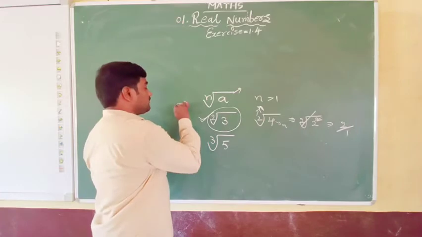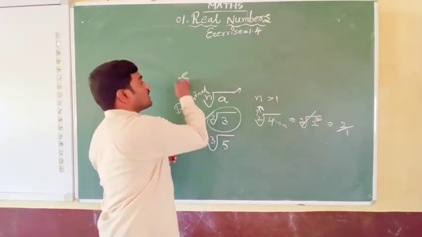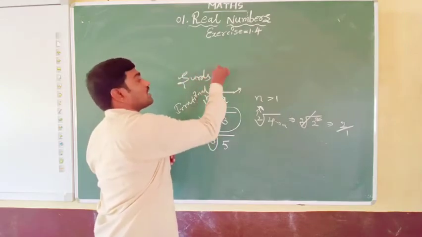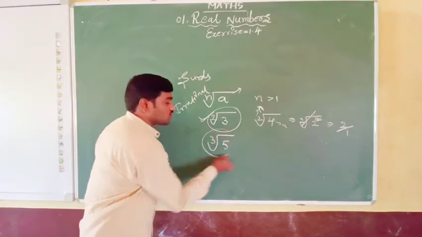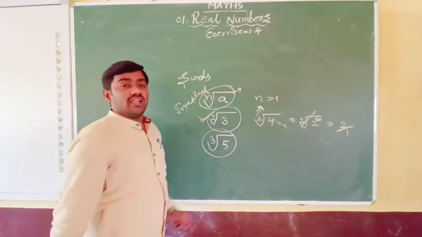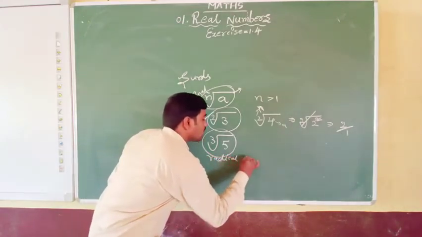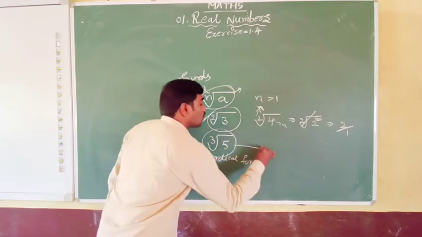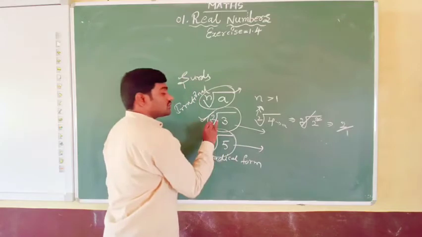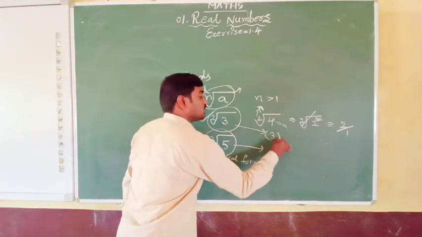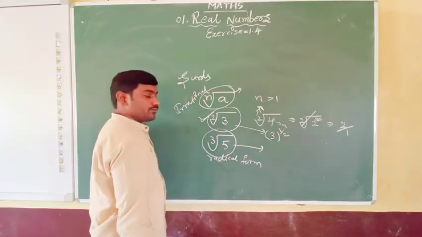Surds are always irrational numbers. These surds are always in the radical form. The nth root of a form is known as the radical form. So how do we express the radical form in the exponential form? Simple. The square root of 3 we can write as 3 to the power of 1 by 2, because here it is a square root.